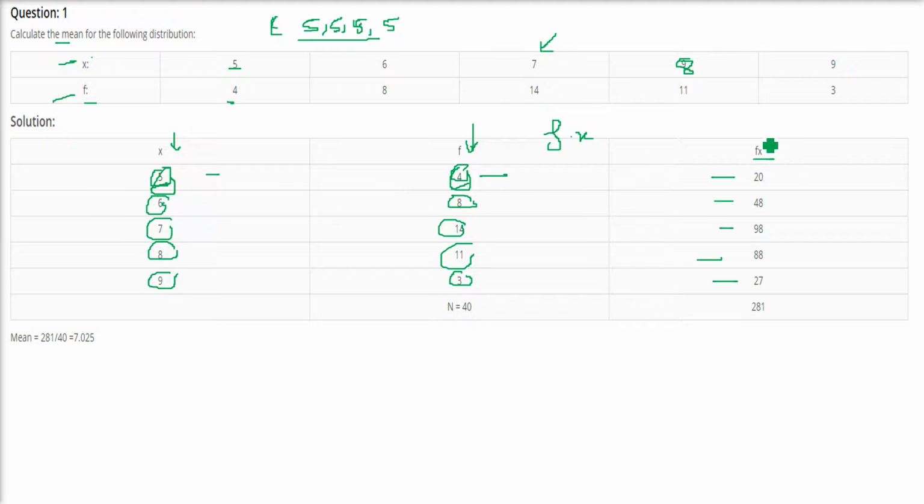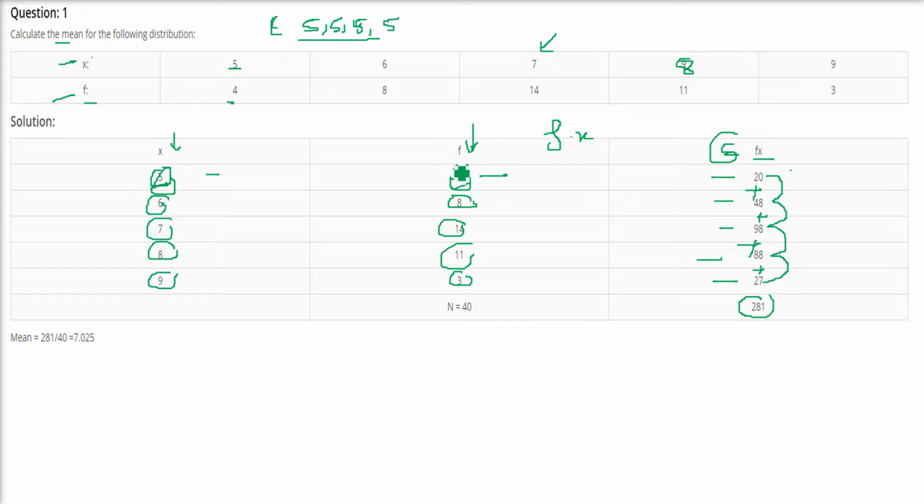Now we get fx. Now we take sigma fx, that is we sum them. Sigma means summing up. So we have to add 20, 48, 98, 88 and 27. So we get 281. This is the addition. So this is sigma fx.